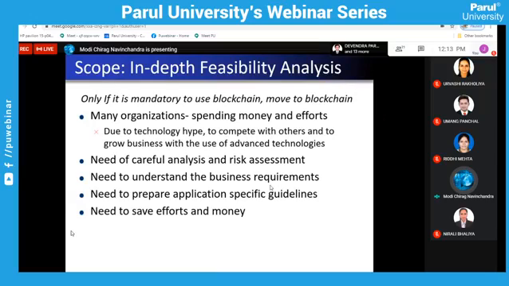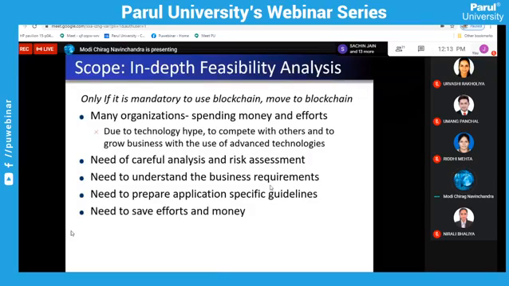But it requires careful analysis and risk assessment, because if blockchain is not required and you apply it anyway, it will affect the scalability and speed of the transactions. Our traditional systems also work well, but in a traditional system it is difficult to establish transparency, and it is difficult to establish trust among untrusted entities. Blockchain can be the solution for those problems.